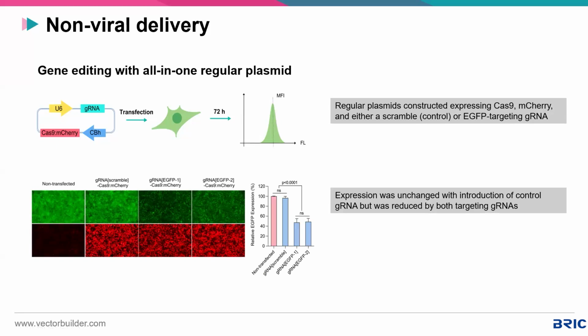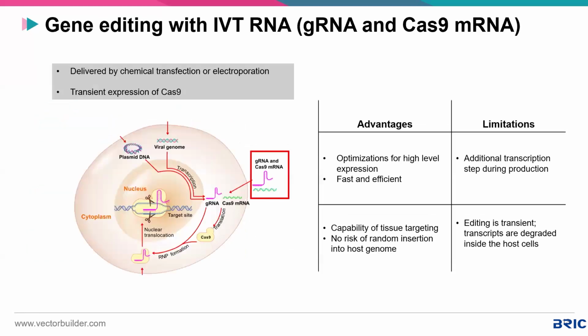Another popular option for non-viral delivery is IVT RNA, which is in vitro transcribed RNA, in which the guide RNA and Cas9 mRNA are delivered into the host cell by chemical transfection or electroporation. One of the characteristics of this method of gene delivery is that the expression of Cas9 is transient. Because it is RNA, it does not integrate into the genome. The expression of Cas9 is transient.